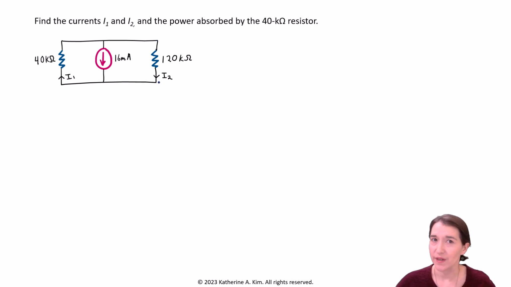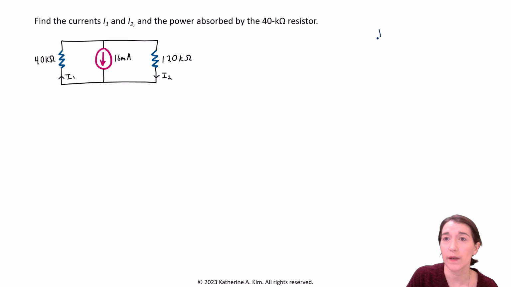Okay, so now we've read the problem. Let's write down what we need to find up here. So we're going to need to find I1, and we're going to have to find I2 as well. And we'll also have to find the power of the 40 kilo ohm resistor, and we'll write that down as well.